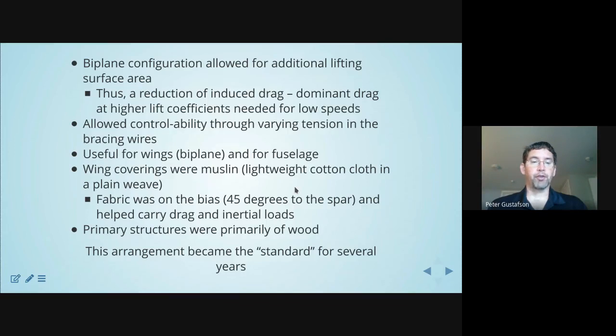Note this truss-like structure is useful not only for the wings, but also for the fuselage. We really only discussed it in terms of the wings, but many fuselages of that era were also configured with truss-like structures. I mentioned the wings were covered with fabric.